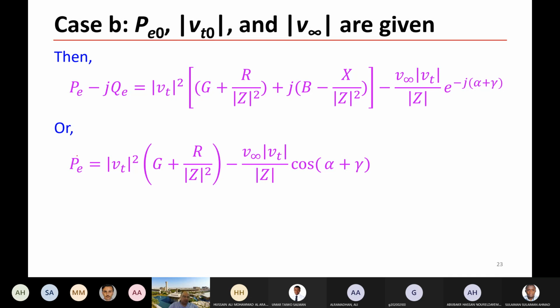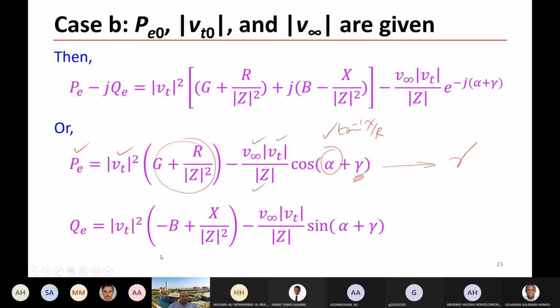This Ve, the terminal voltage, is known. And these are the parameters of the system. The V infinity is known as a magnitude, the terminal impedance. So alpha is known also. Alpha is tan inverse X over R. The only unknown here is gamma. So from this equation you can get gamma, the angle of the terminal voltage.